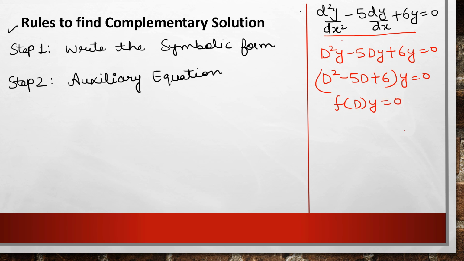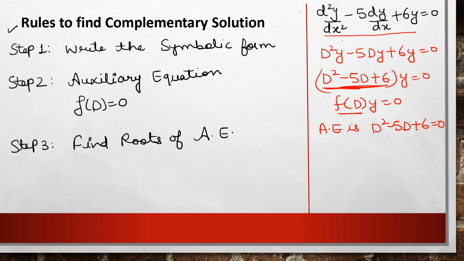Now what is step number 2? Step number 2 is to write the auxiliary equation. And what is the auxiliary equation? The auxiliary equation is f of D equal to 0. So whatever the value of f of D you have, equated to 0, that will be your auxiliary equation. Here this is your f of D. So the auxiliary equation is D square minus 5D plus 6 equal to 0.